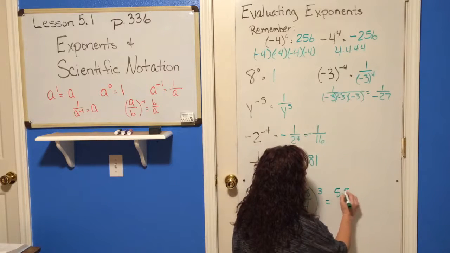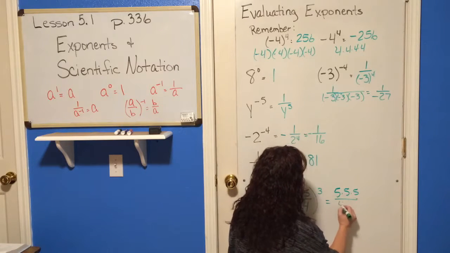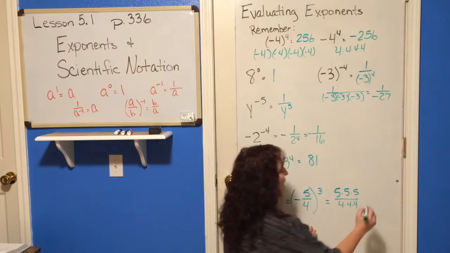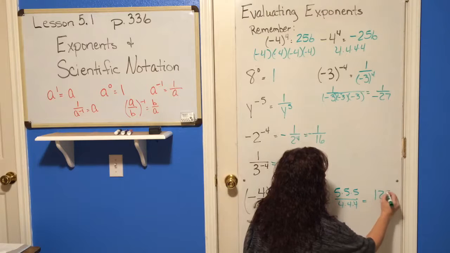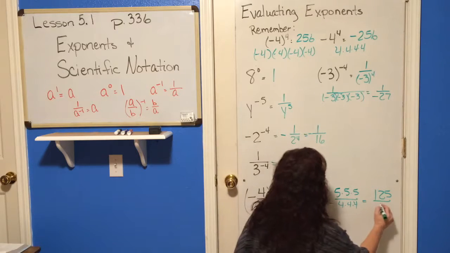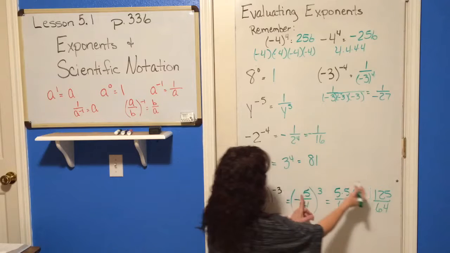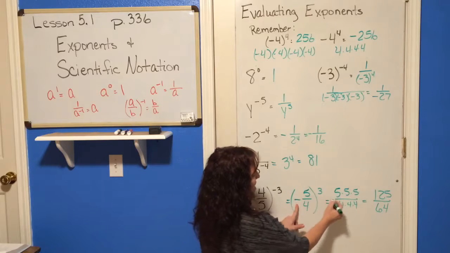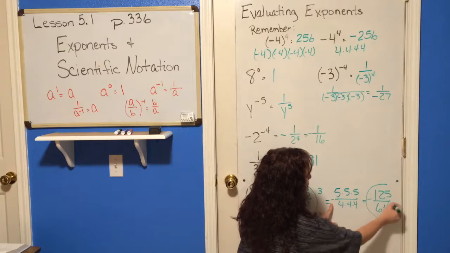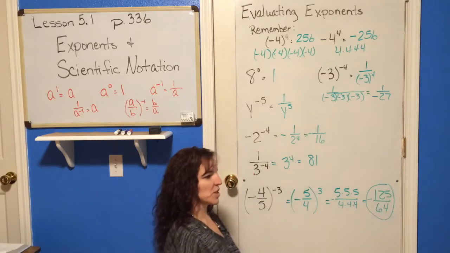So 5 times 5 times 5 over 4 times 4 times 4. So 5 times 5 times 5 is 125. And 4 times 4 times 4, 16 times 4 is 64. And let's look back and make sure, aha, there was a negative on that as we went, so don't lose the negative. So your final answer is a negative 125 over 64.